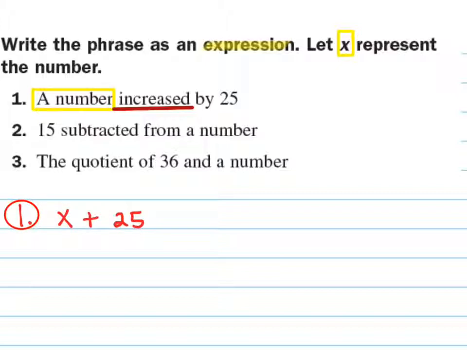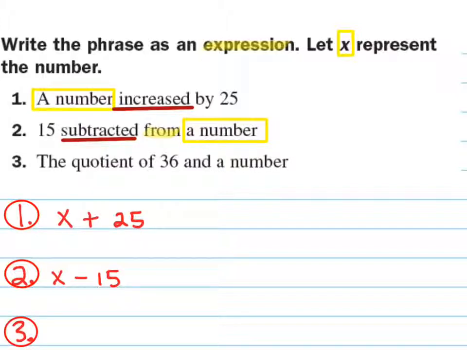Now number two is a little bit different, but not much. Our key word is subtraction, or subtracted. And we're subtracting from a number. So remember, from, that helps us to decide where x is going to go. So x subtracted by 15, or 15 subtracted from x.